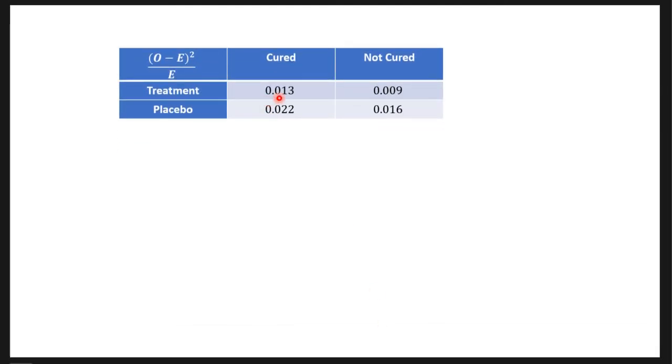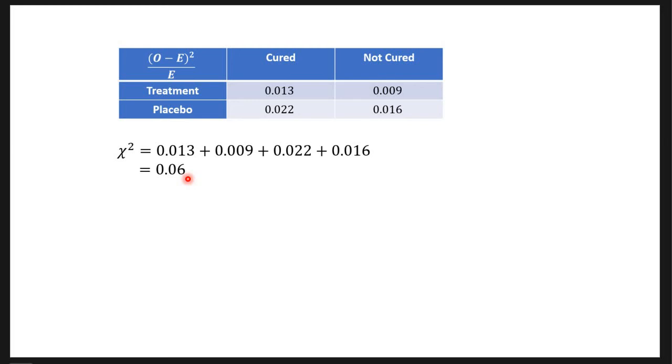And we just need to add all four of these up to get the chi-squared test statistic. So this is the chi-squared test statistic, 0.06. So that means that this is our sample statistic.